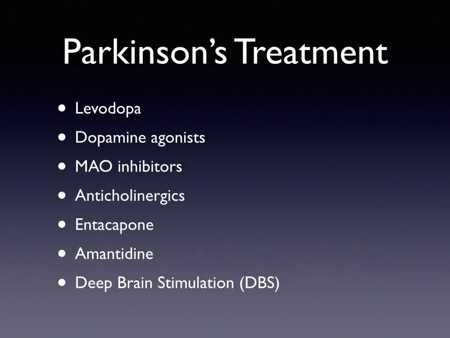Entacapone, the most common one here, is a drug called Comtan. This is a drug that often comes packaged with levodopa in a formulation called Stalevo. This medication also can enhance the effect of levodopa, and it's used with levodopa frequently to increase the on time for the patient. Amantadine is the same medication, of course, used to treat influenza. And the main benefit of this is if the patient is having dyskinesias from levodopa, it can help with the dyskinesias.